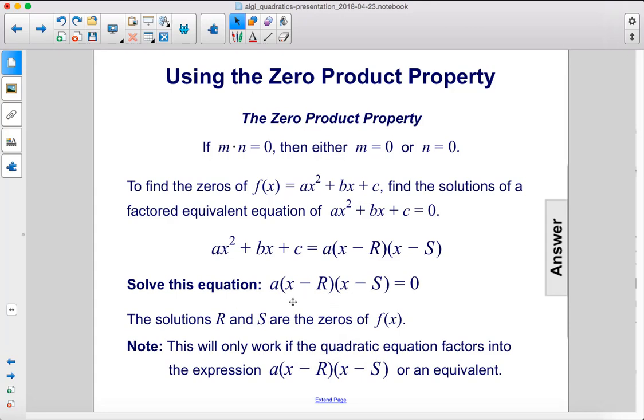So to solve this equation, the solutions are going to be positive r and positive s, because if you plugged in positive r for x, r minus r would be 0. And if you plugged in a positive s here, s minus s would be 0 as well. Note, this will only work if the quadratic equation factors into the expression a times x minus r times x minus s, or an equivalent.